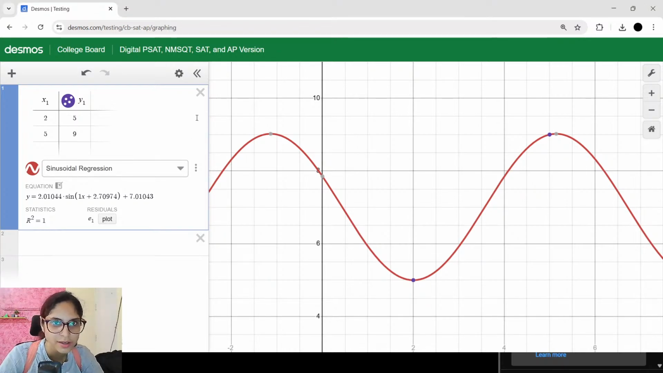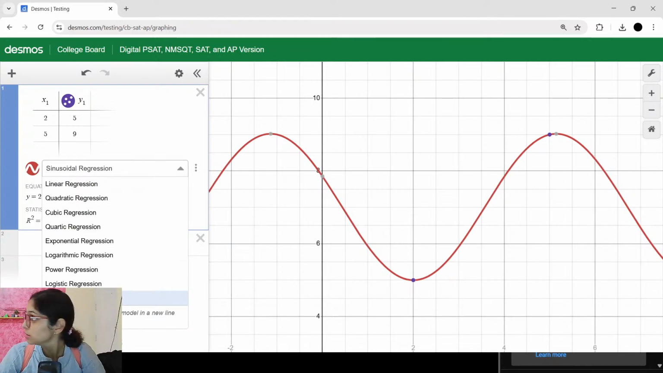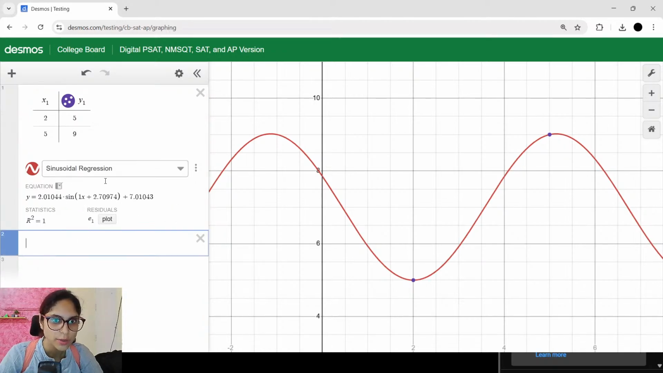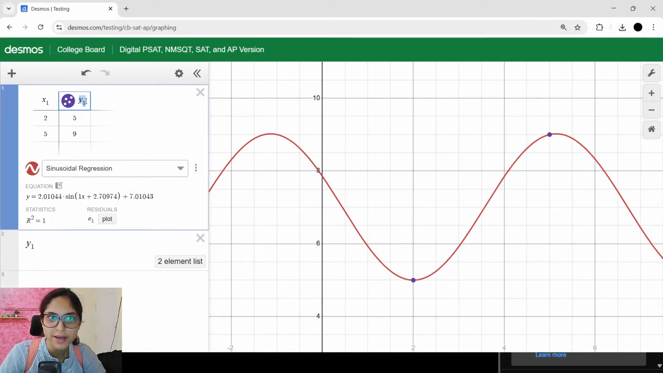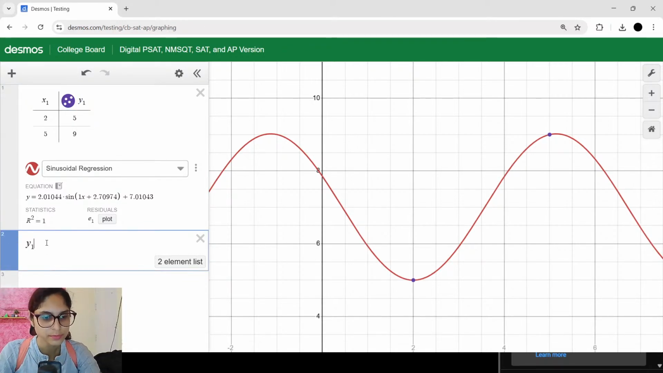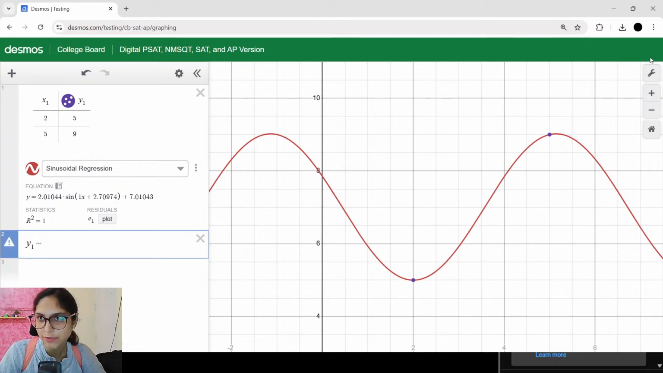All right. So now, for example, sinusoidal regression always gives you sine and you cannot change it. But what if you want a cosine model? Then we'll be using a custom model. Okay. So how can I make a custom model? I will write y1. Why am I writing y1? Because you have y1 over here. And then shift. So this key, if we look at the keyboard, I don't know if you'll be able to look at the keyboard or not.